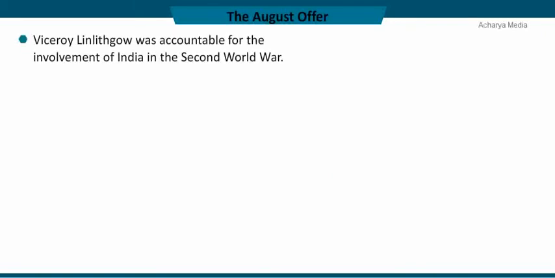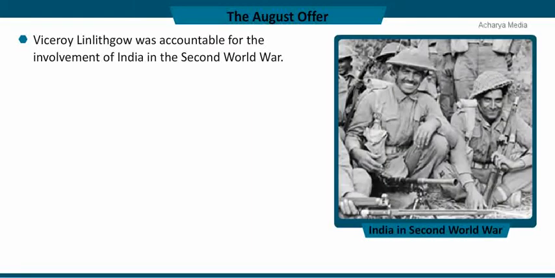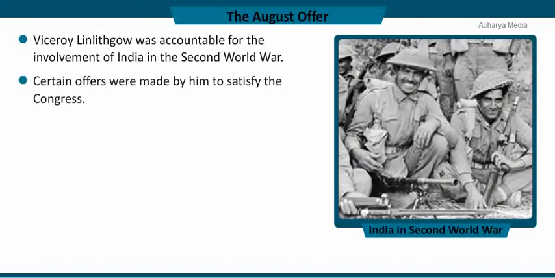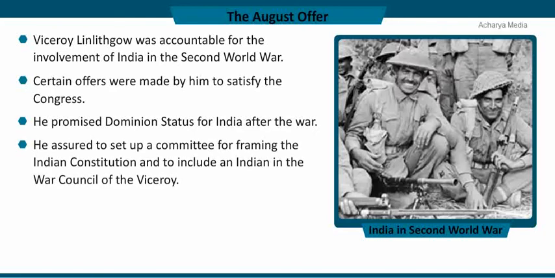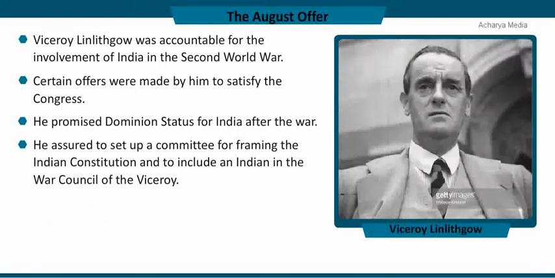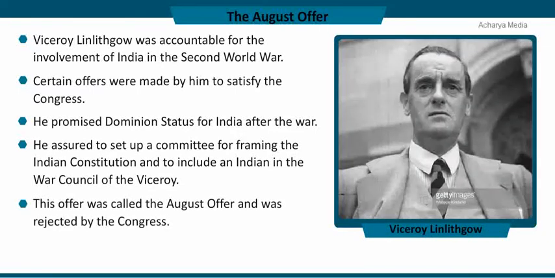The August offer. Viceroy Linlithgow was accountable for the involvement of India in the Second World War. Certain offers were made by him to satisfy the Congress. He promised a dominion status for India after the war. He assured to set up a committee for framing the Indian Constitution and to include an Indian in the War Council of the Viceroy. These offers were made in the month of August 1940 and hence known as August Offer. The offer was rejected completely by the Congress.